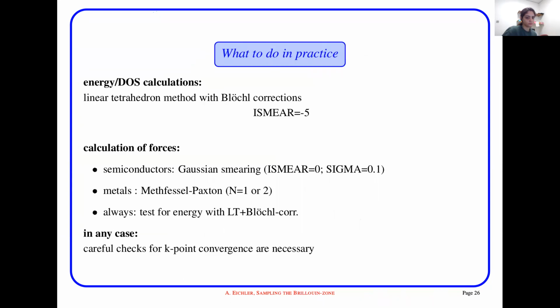Okay, then here is good because it's telling you what to do in practice. That probably is the most important slide of this. I mean, not the only important one, but the main important one. So energy, or those calculations, yeah, here it is also telling you energy. But energy means when you want to get the energy.